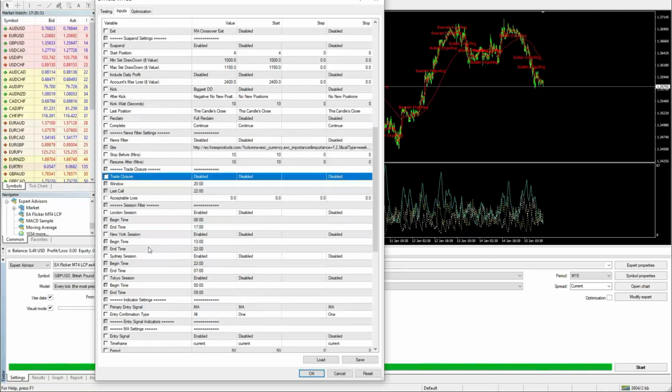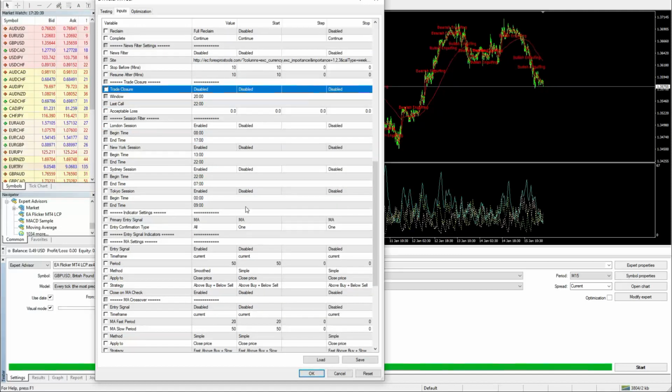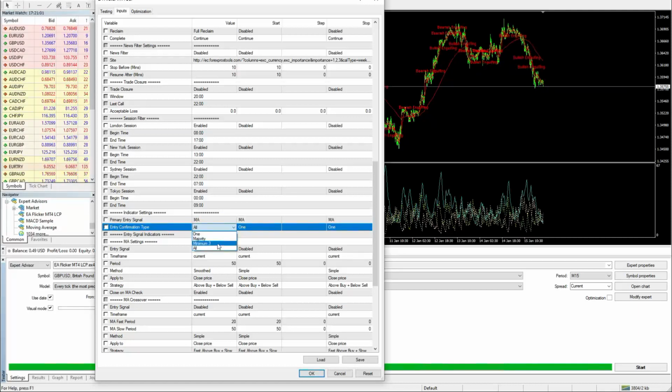Okay, session filter, whether you want to trade all the sessions or just selectively trade certain sessions. Now this is the interesting part. Okay, indicator settings. This is the entry signal indicators. We're using two. I threw in the MA crossover as well for you to use. The primary one is MA. You can use MA crossover or candlestick pattern, up to you. And then the confirmation type, whether you want all the signals to agree, or just one, a minimum of 3, or a majority, up to you as well.